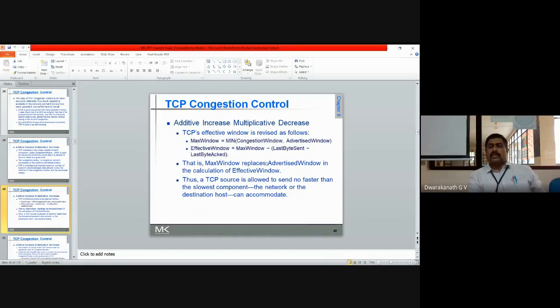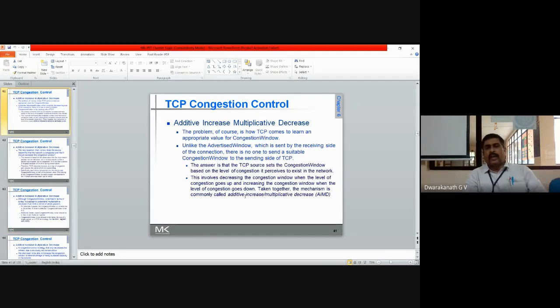That is, max window replaces the advertised window in the calculation of effective window. Thus, a TCP source is allowed to send no faster than the slowest component, the network or the destination host, can accommodate. Based on the load your network takes, and as well as the load your receiver takes, your TCP source is allowed to send packets, because you are taking both variables into consideration, that is, congestion window and advertised window.